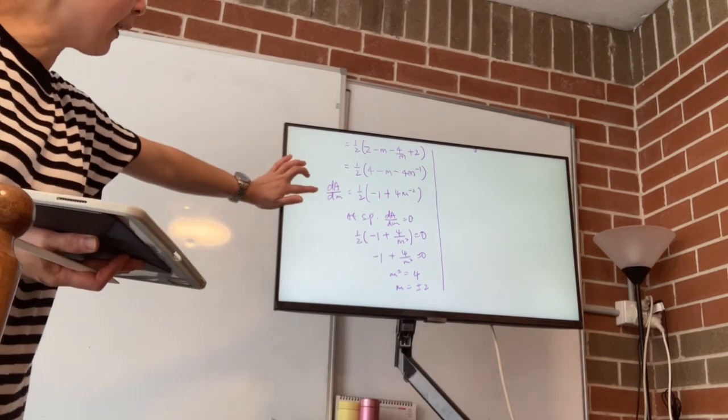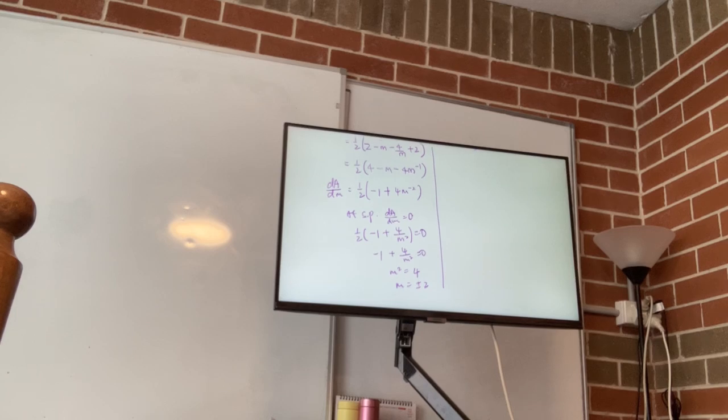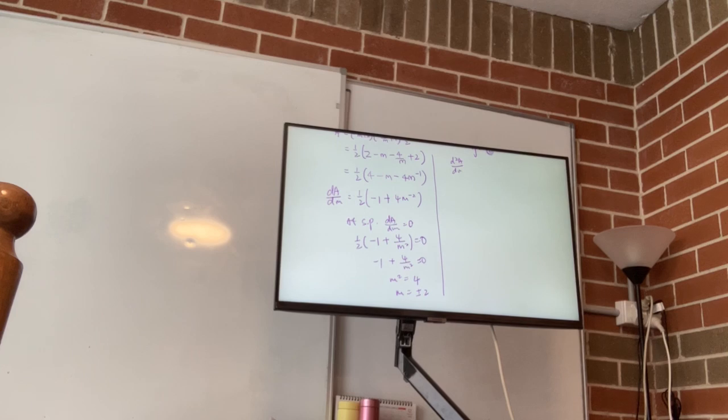So now I look back to here. Can you differentiate again? Yes, this is easy to differentiate. I will differentiate again, so that means I will determine the nature. d squared A over dm squared, I have a half times minus 8m to the minus 3, which is minus 4 over m cubed. So I test for m equals minus 2: d squared A over dm squared equal to 1 over 2, which is greater than 0.